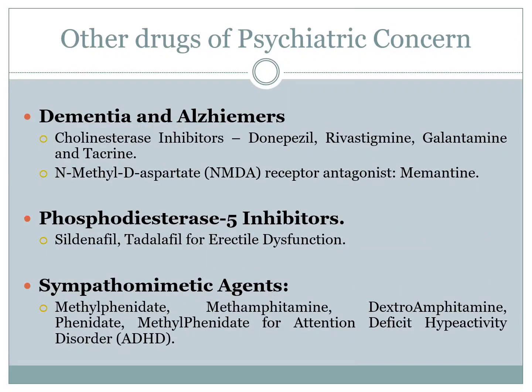Further, for dementia and Alzheimer's, cholinesterase inhibitors are there, NMDA receptor antagonists are there. Phosphodiesterase 5 inhibitors, drugs like sildenafil, tadalafil are used for erectile dysfunctions. Sympathomimetic agent like methylphenidate is used for attention deficit hyperactivity disorder in children.